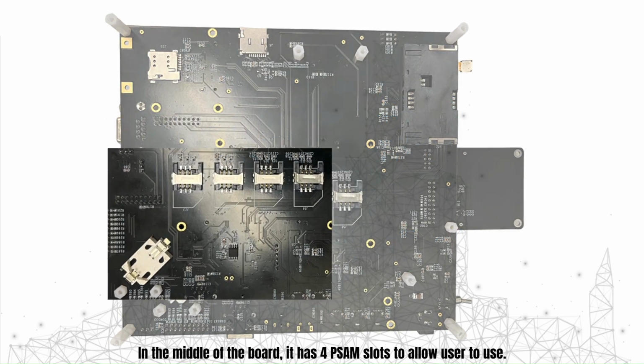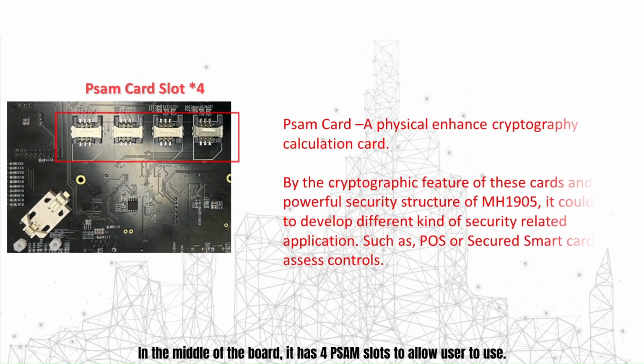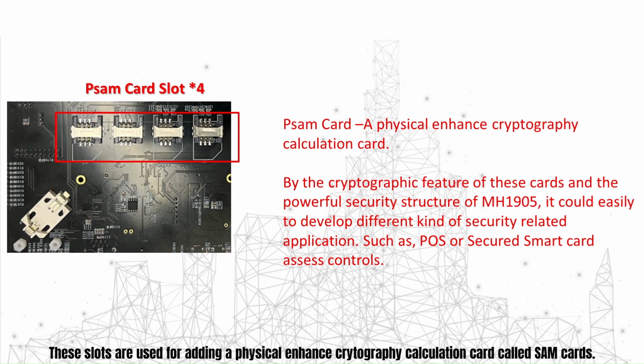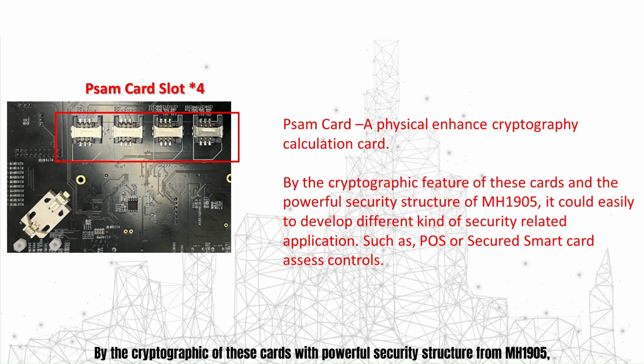In the middle of the board, it has 4 SAM slots for the user to use. These slots are used for adding a physical enhanced cryptography calculation card called SAM cards, with the cryptographic strength of these cards and the powerful security structure from MH1905. It could easily develop different kinds of security related applications, such as POS or secured smart card access control.